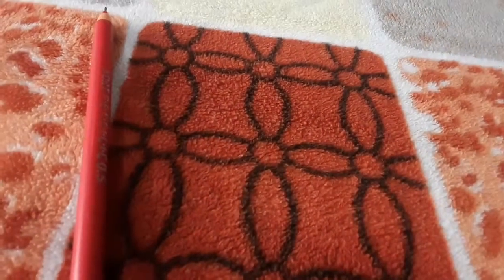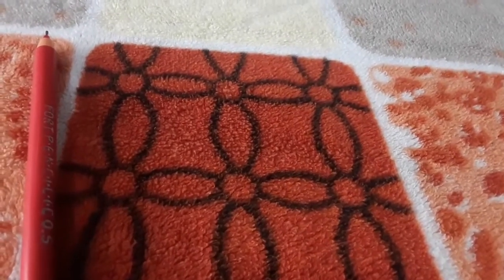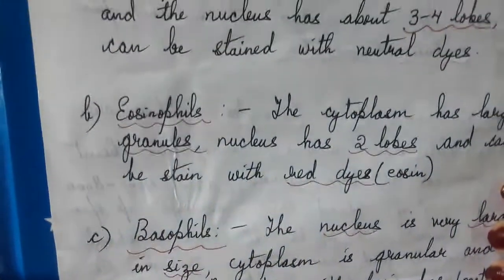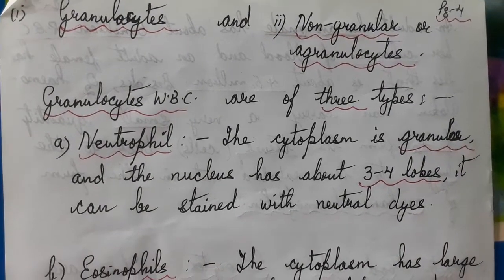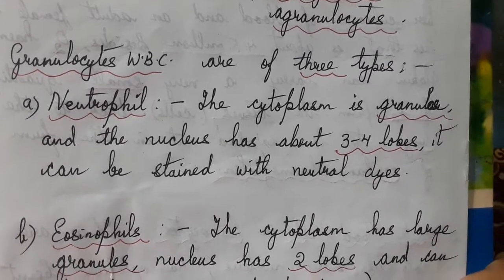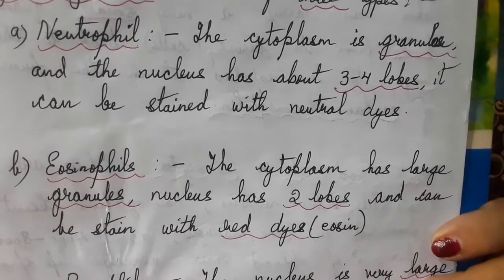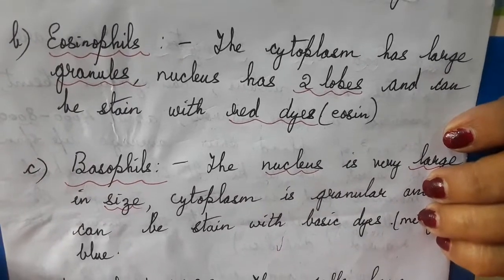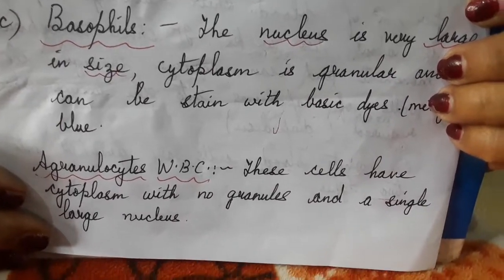White blood cells are of two types, as you can see, granular or agranular. Granular white blood cells are called granulocytes because the cytoplasm contains granules and the nucleus is variously lobed. This also you may be asked as a 1 mark question, difference between granulocytes and agranulocytes.